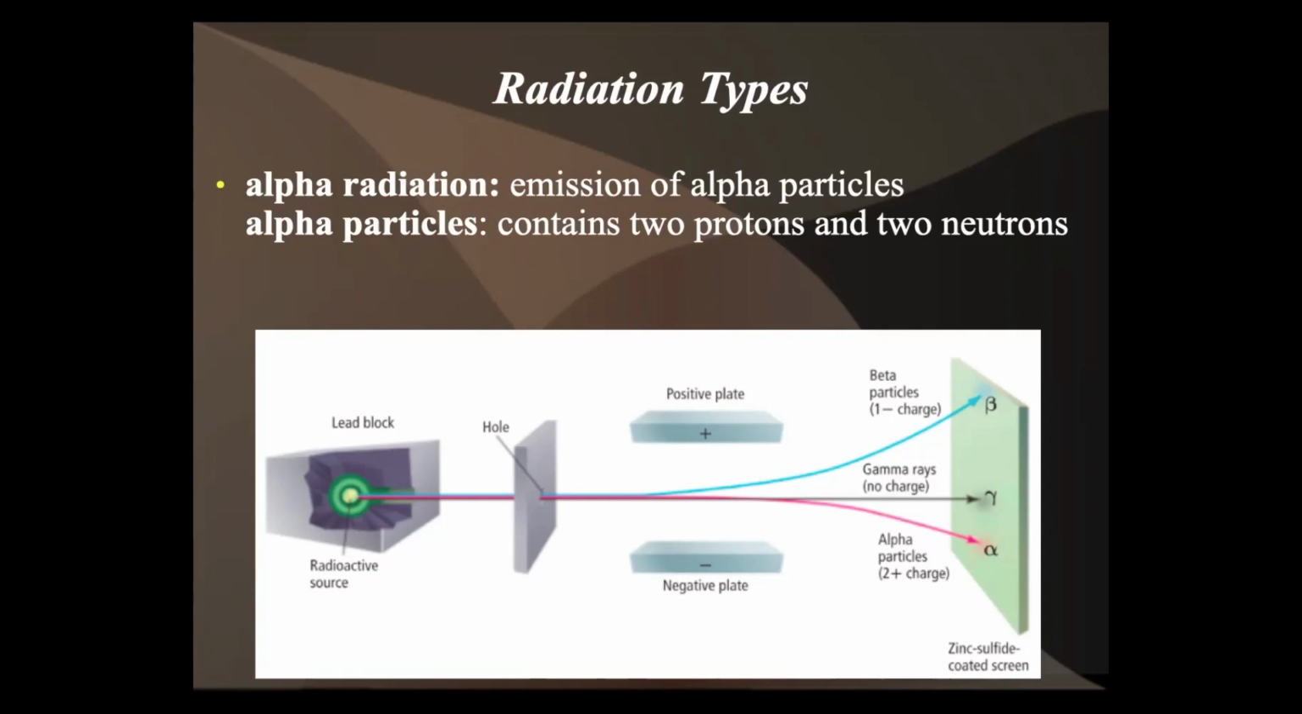Okay, alpha radiation. Emission of alpha particles. So as you can see in this diagram, there are three kinds of radiation types. We'll go through them today. So alpha particles is the first one we'll talk about. Alpha radiation is just a name for emission of alpha particles. An alpha particle contains 2 protons and 2 neutrons.